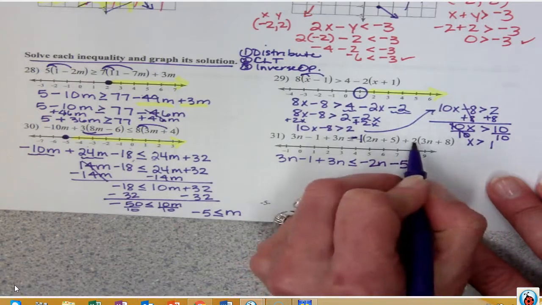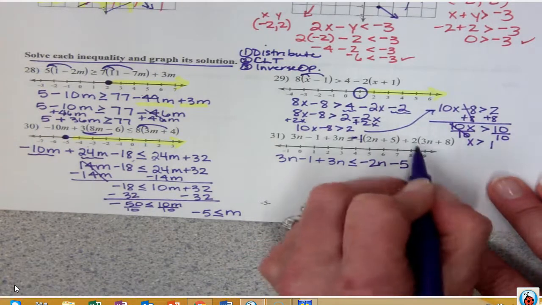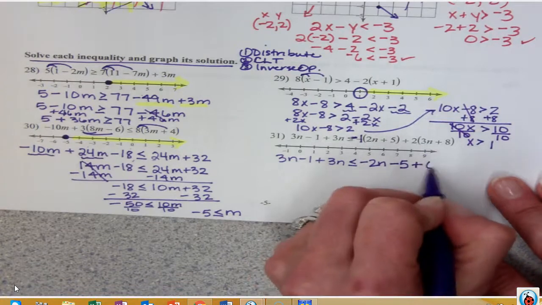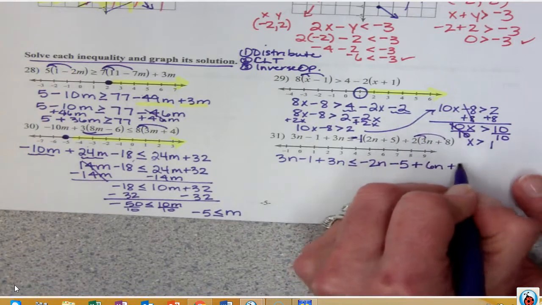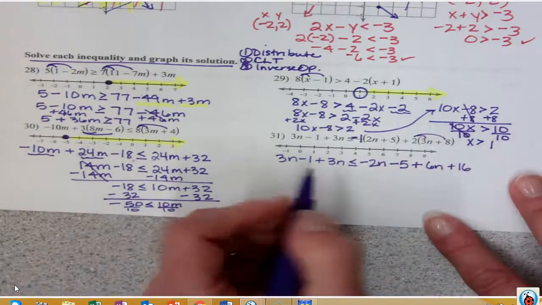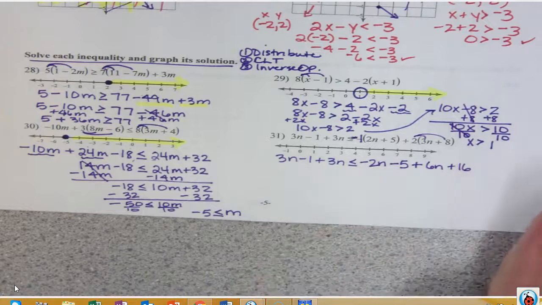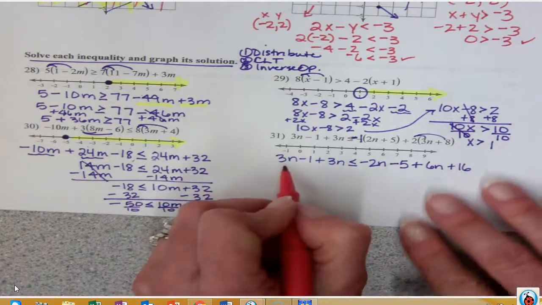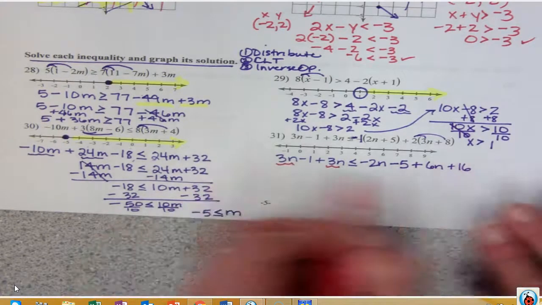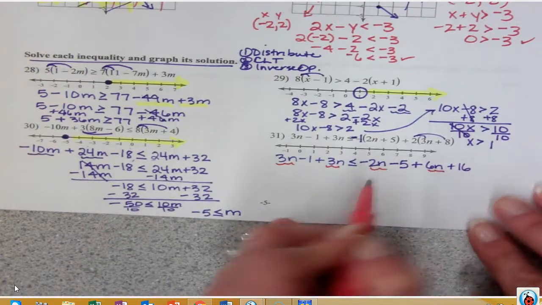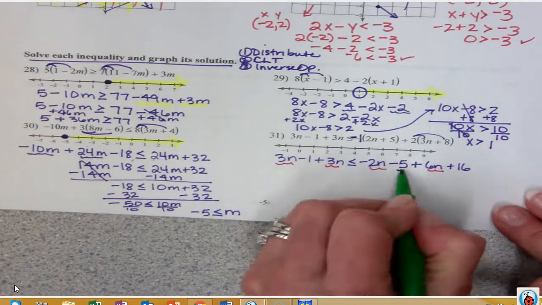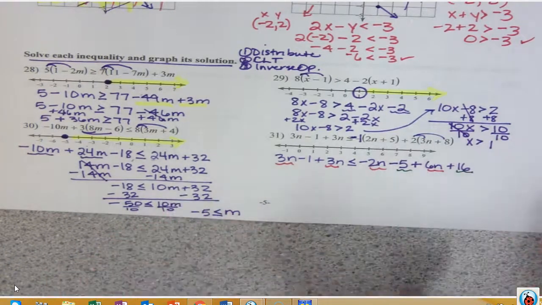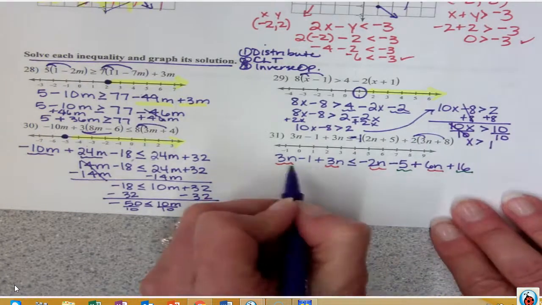So negative 1 times 2n is negative 2n. Negative 1 times 5 is negative 5. Plus, now I can distribute this. 2 times 3n is 6n. 2 times 8 is 16. Ta-da! However, I've got to combine like terms on both sides. I've got this and this, this and this, and this and this. So I've got lots of terms that I need to combine.